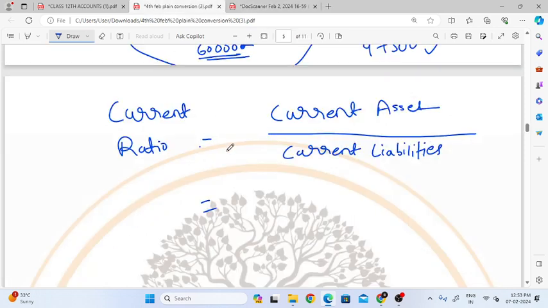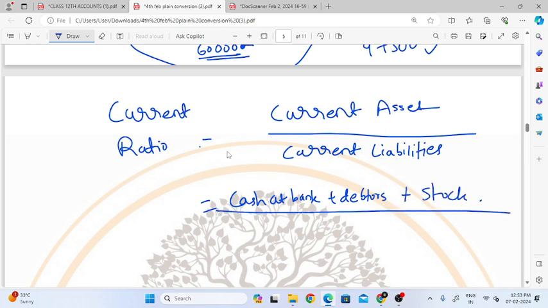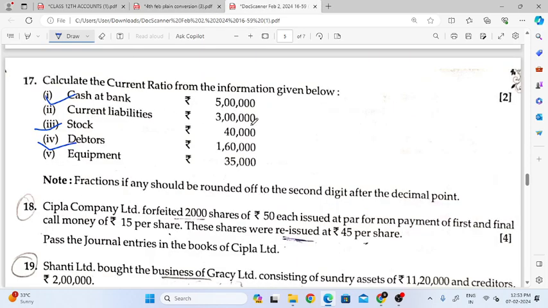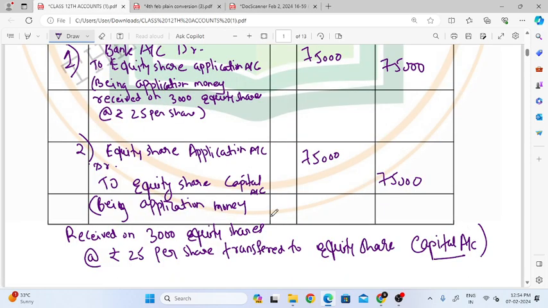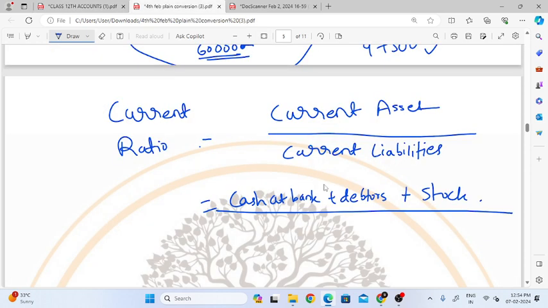So we just have to take all the things, that is cash at bank plus debtors plus stock, divided by all your current liabilities. Now how many current liabilities are left? They have given it already as 3 lakhs. So current liability.